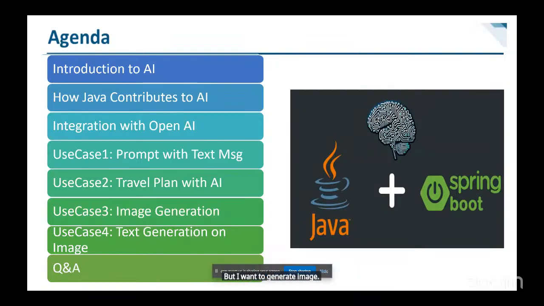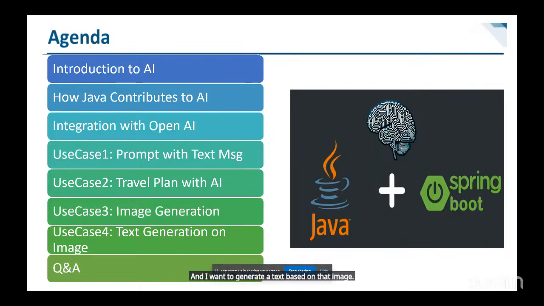I want to generate an image. That is image generation, the third one. And I have an already existing image, some kind of a low level design image or some kind of a workflow, or any kind of image. I want to analyze that image and I want to generate a text based on that image.